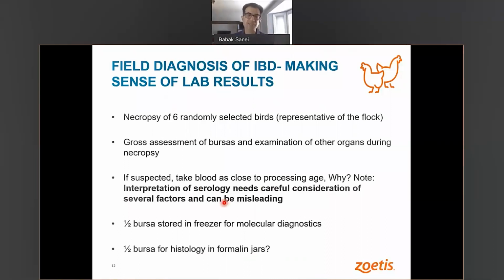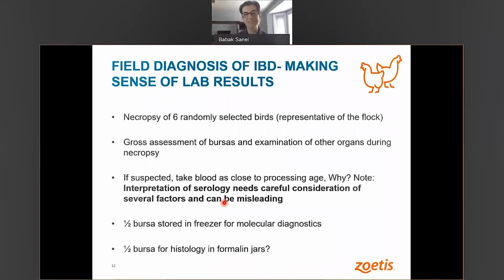Okay, so you want to now make sense of that. As I said, the next step is that you want to see whether you have IBD or not. You select 6 birds, randomly selected. I would suggest that one of the best ways is that for every flock, you ask your veterinarian to do a random health check. Within that random health check of your broiler flock, for example, you select 5, 6 birds. That's what I suggest. But those birds shouldn't be the cull birds. They should be representative of that flock. Then you do the gross assessment, the examination of all organs, including the bursa. You have the bursometer. Then, if you suspect it, one thing you could do is to take blood.